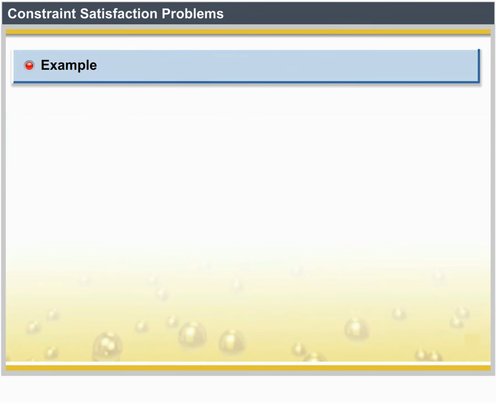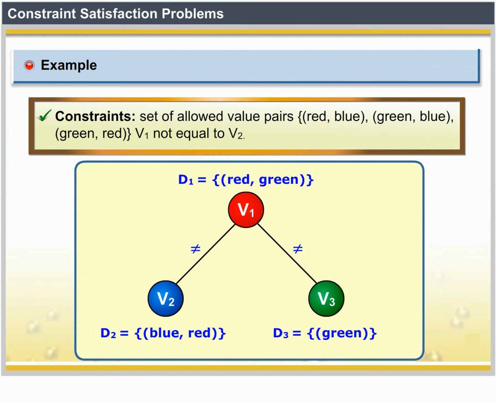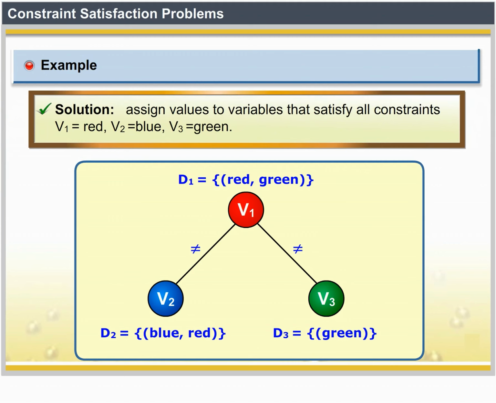Example: variables v1, v2, v3 with domains D1, D2, D3. Constraints: set of allowed value pairs (red, blue), (green, blue), (green, red), and v1 not equal to v2. Solution: assign values to variables that satisfy all constraints. v1 is equal to red, v2 is equal to blue, v3 is equal to green.